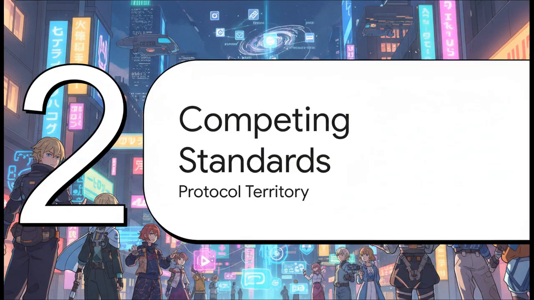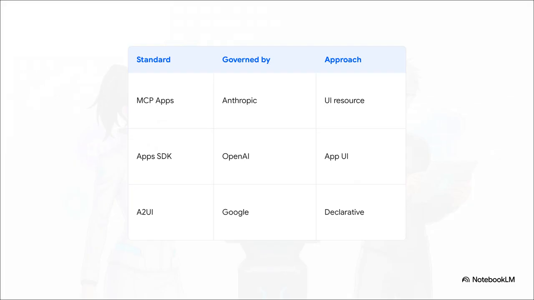Moving on to part 2, 3 competing UI standards, mapping the protocol territory. Right now, we're looking at a massive protocol showdown with 3 distinct approaches emerging. First, you've got Anthropic's MCP Apps. These are totally vendor-neutral, built for any MCP-compatible client. Then, on the flip side, you have OpenAI's Apps SDK, which is highly scoped. It's laser-focused on distribution strictly inside ChatGPT's massive user base. And finally, Google's A2UI, taking a declarative blueprint approach built for consistent cross-platform rendering across mobile and desktop.